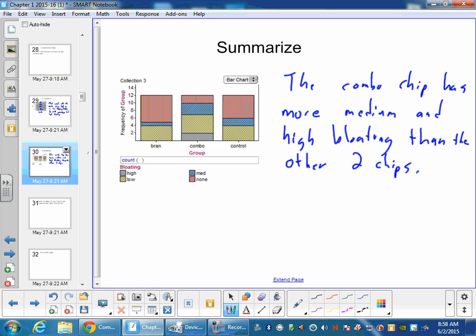That's something good for the researchers to know. So they know that the combo chip, it looks like that's the problem. That's the one that people are feeling uncomfortable from. Where the other ones, they're feeling mildly uncomfortable, but not nearly as much as the combo group.